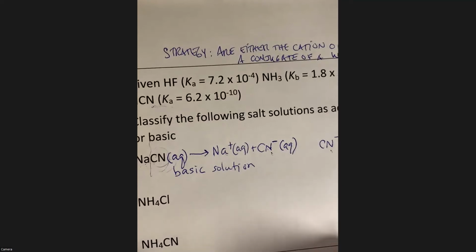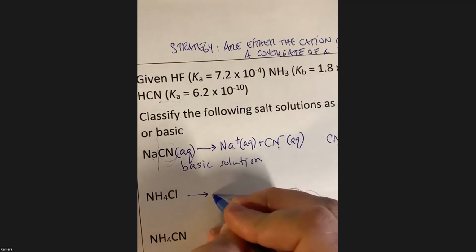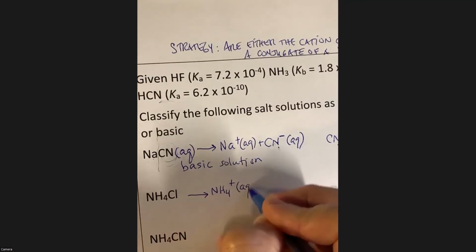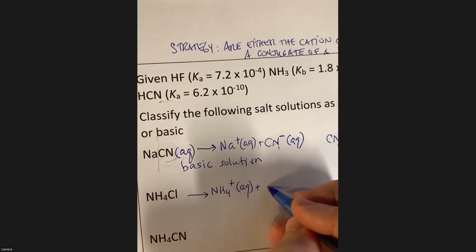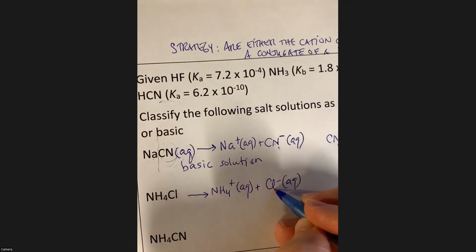Okay, I'm going to let you guys do the next one. How about you do this one? I'll tell you what the ions are. Again, the ions here are NH4, which is the ammonium ion, and chloride. You could think of chloride as the conjugate of HCl, but HCl is a strong acid, which means that chloride is not going to be a strong base or even a weak base at all.